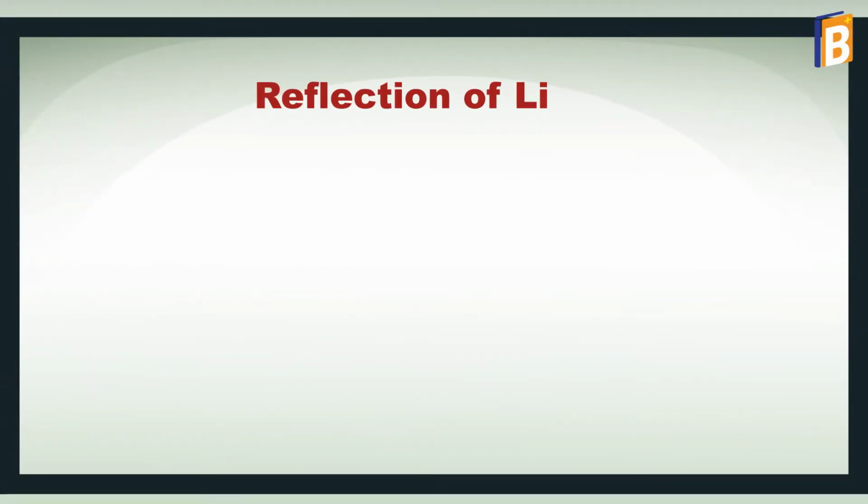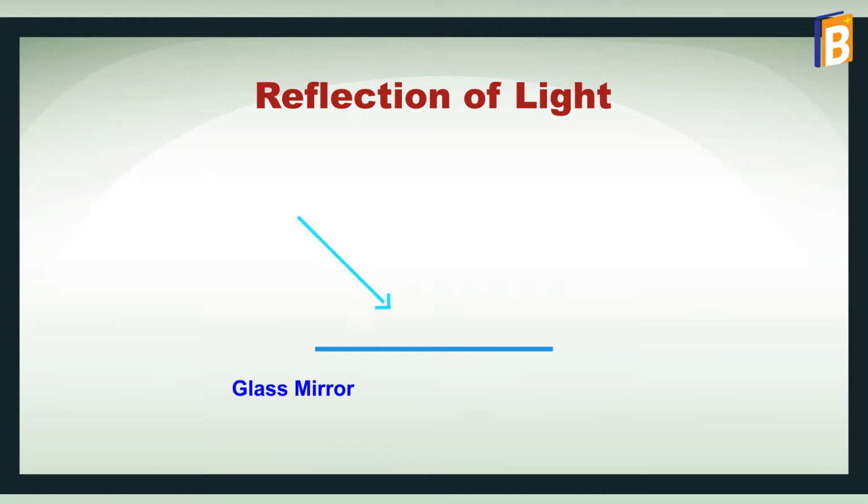Now let's understand about the reflection of light. Let's take a plane mirror. The light which strikes on the plane mirror is known as the incident ray. After striking, this light is reflected, so this light is known as the reflected ray.